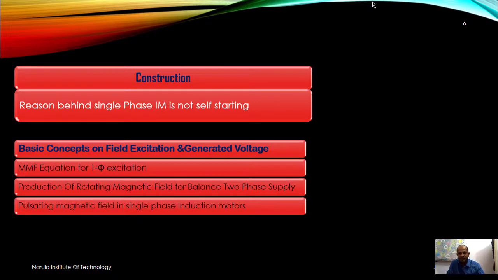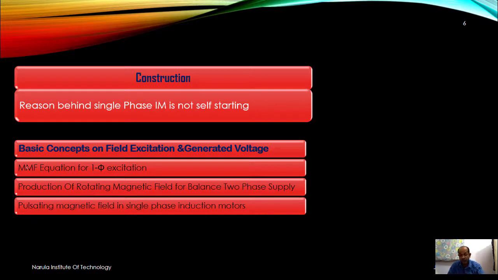And then we will build our basic concept on field excitation and generated voltage, and there we will discuss the MMF equation for single phase, which will help build our knowledge of the production of rotating magnetic field for a balanced 2-phase supply, and then rotating magnetic field in a single phase induction motor, right?